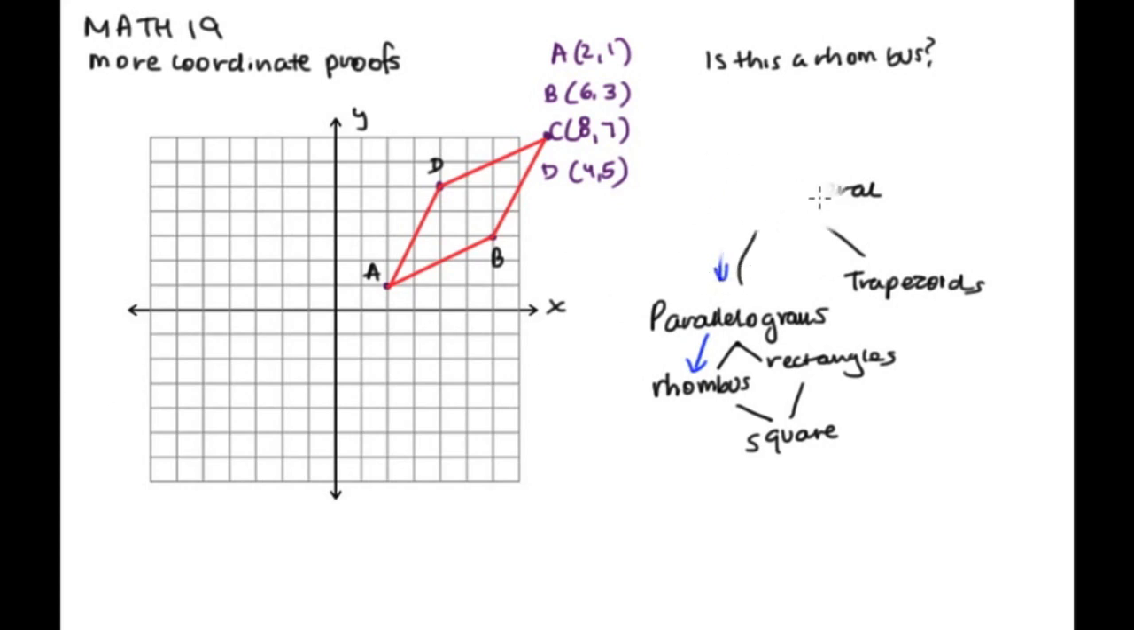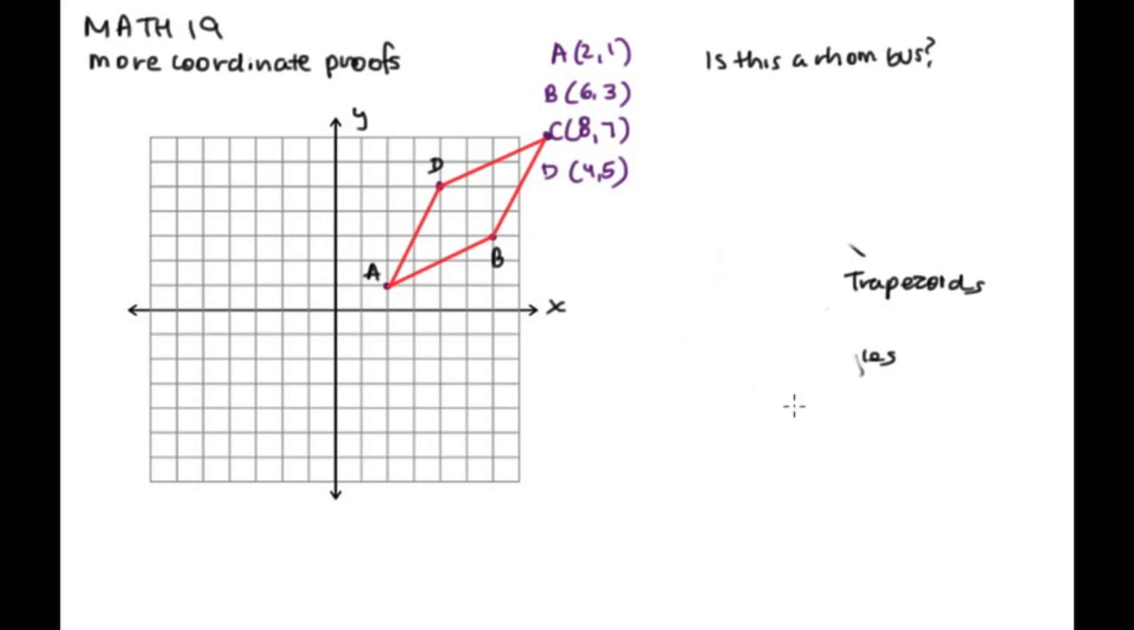One of the most popular ways of proving that something's a parallelogram is through the slope method. If both pairs of opposite sides are parallel, then this figure is a parallelogram. So let's do that. The slope of anything is y1 minus y2 over x1 minus x2. So let's try that with DC right now.